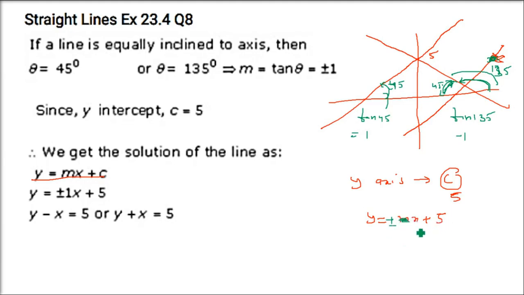y equals plus or minus x plus 5 is the solution. One time you can take y plus x equals 5, next time you take y minus x equals 5. So you have y equals x plus 5, and next time you get y equals minus x plus 5. So these are the two equations, those two equations you are going to get.